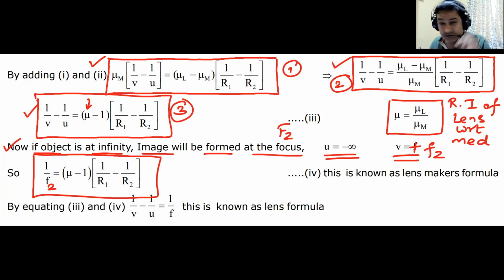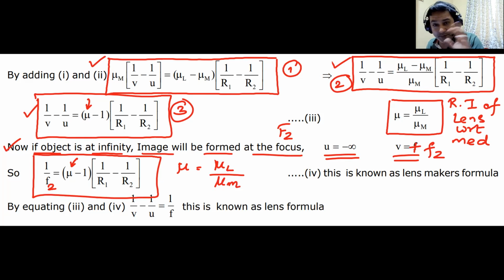Yes, sir. This is the most important formula in this topic, because most of the questions that are going to come in your exam are going to be based on this formula, and that is why I've taken so much time and pleasure and pain in making you understand this formula. 1 by F2 is mu minus 1 into 1 by R1 minus 1 by R2, where mu, as you remember, is mu L divided by mu M, the refractive index of the lens with respect to the medium.